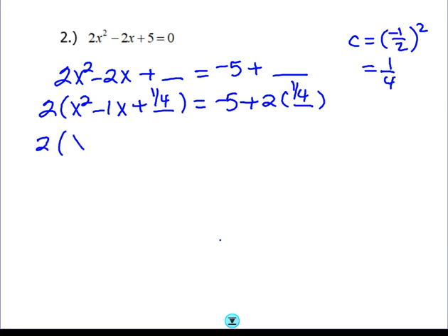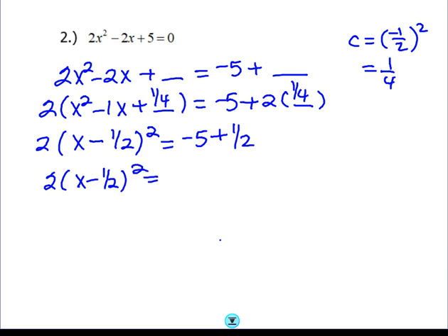Keep my 2, or factor. All right, this is going to be my half of b, so it's going to be minus 1/2 squared. So I got negative 5, 2 times 1/4 is 2/4, which is 1/2. All right, so 2 times x minus 1/2 squared. All right, let's add these fractions. What do I get? Negative 10 plus 1 over 2. So I get 2 times x minus 1/2 squared equals negative 9/2.